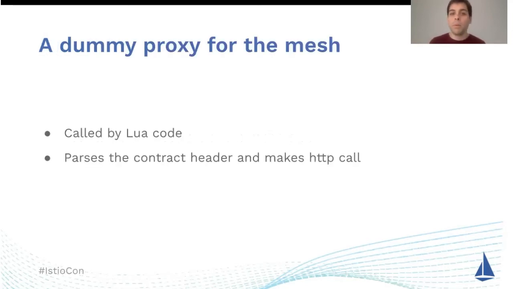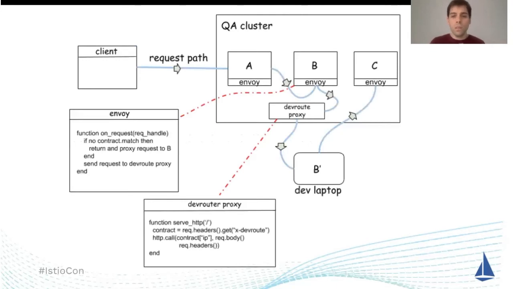We can have a dummy proxy that will now be called by the Lua code. Then it parses the contract header and makes any HTTP calls that it needs to. So the big picture looks like this. Let's say we have a request that has routing information for B. The request gets to A, there's no match with service A, then it goes to B, the Lua code finds a match with B and sends that request to our dev route proxy running in the cluster. This proxy parses the contract and then finally sends the request to B running on our laptop.